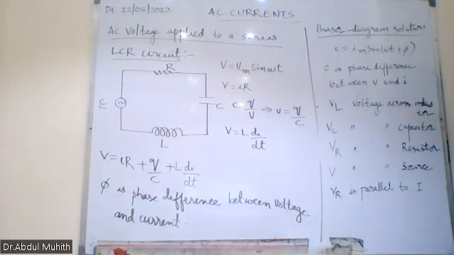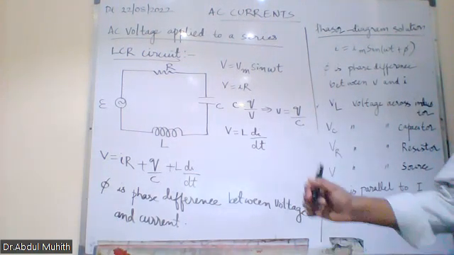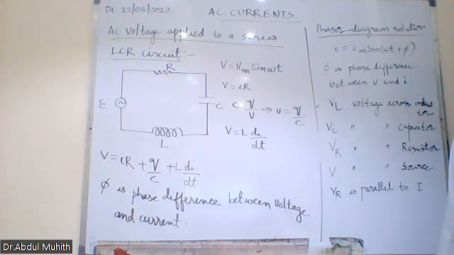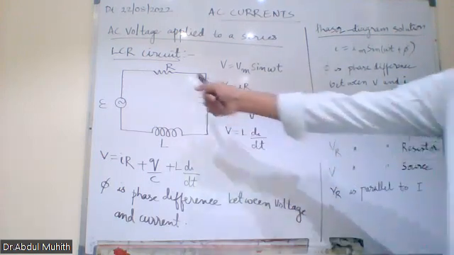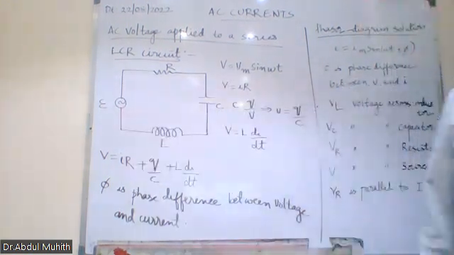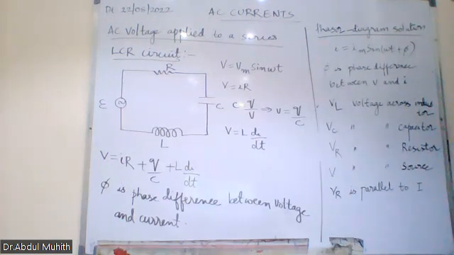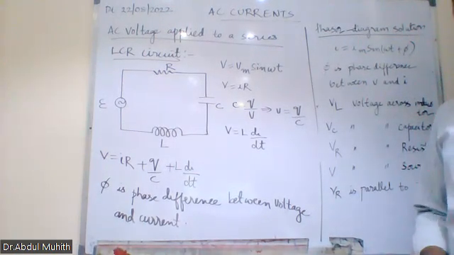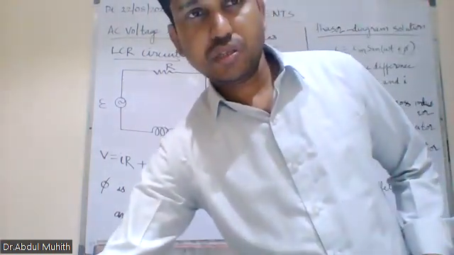The first circuit we discussed here: what was the question? When you connect a resistor across AC, what will happen? Will they be in phase, out of phase, leading or lagging? Just go back to the circuit and see what is exactly happening over there. Okay, excellent. So it will be in phase.